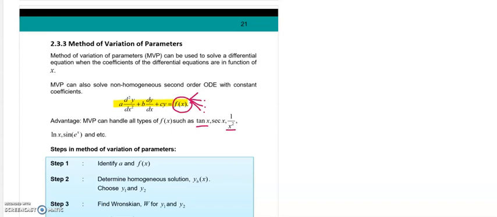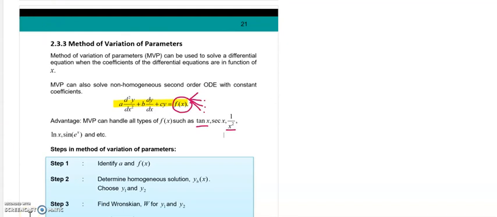In other words, variation of parameters can handle any type of f(x), including the four types of f(x) that we have before in the method of undetermined coefficient. That is the advantage of variation of parameters. It can be used to solve any kind of f(x), unlike the method of undetermined coefficient, which is limited to the four cases of f(x) only. I hope everybody is clear on that.